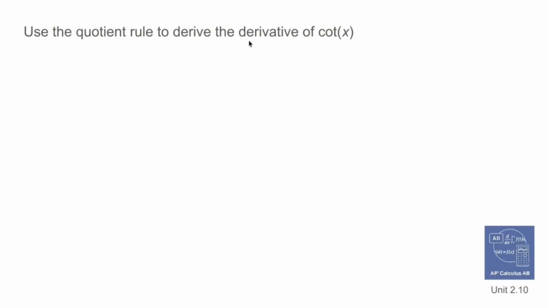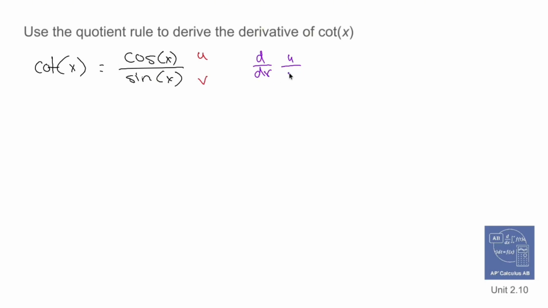Use the quotient rule to derive the derivative of cotangent x. Well, what is cotangent x? Cotangent x is the reciprocal of tangent, right? And so since tangent is sine over cosine, cotangent is cosine over sine, like so. And if my job is to find out the derivative of that using the quotient rule, then I'm going to label the numerator u and I'm going to label the denominator v. Because the quotient rule states that if I take the derivative of u over v, I'm going to find u prime v minus v prime u all over v squared.